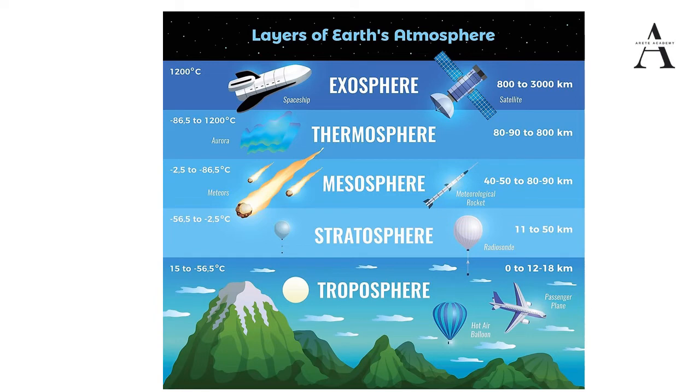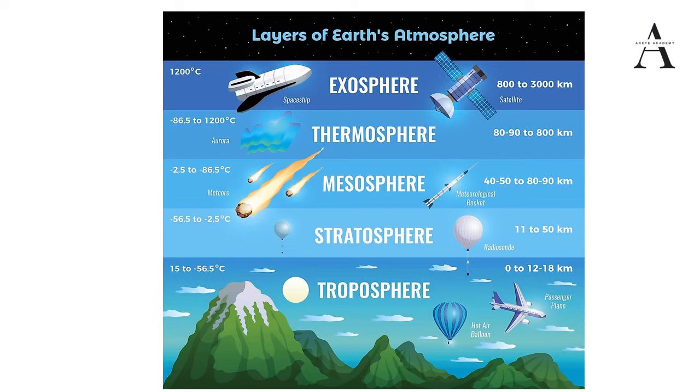The atmosphere extends from the Earth's surface to more than 10,000 kilometers above the planet. So this 10,000 kilometers is divided into five distinct layers. We have troposphere in front of us, then stratosphere, mesosphere, thermosphere, and exosphere. Having a look one by one at all these layers, let's start with the first layer, that is the troposphere.